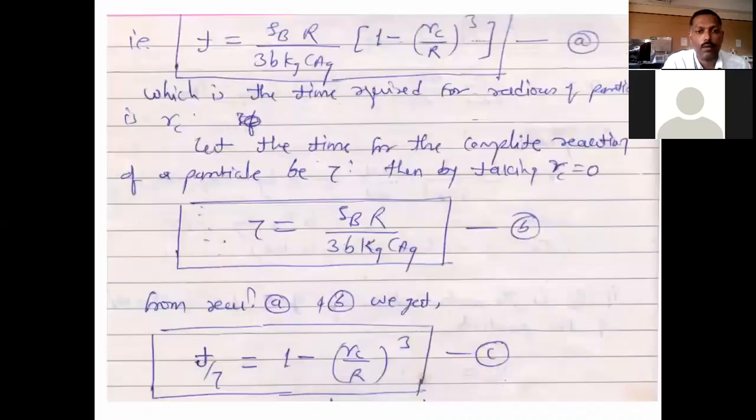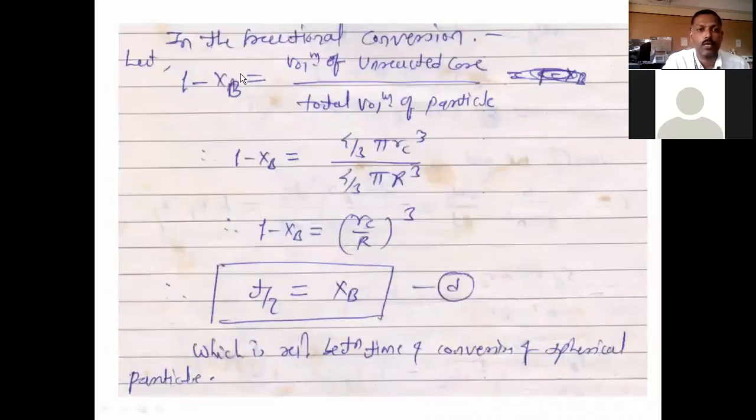So 1 minus X_B is equal to the volume of unreacted core divided by the total volume of the particle. This is the fraction of unreacted particle. The unreacted core volume for the spherical particle is 4 by 3 into pi into R_c cube. The total volume of the particle, where capital R is the radius of the particle, is 4 by 3 into pi into R cube. Taking 4 by 3 pi cancelled, the relation is 1 minus X_B is equal to (R_c upon R)^3. So remember, for a spherical particle, this relation: 1 minus X_B is equal to (R_c upon R)^3.